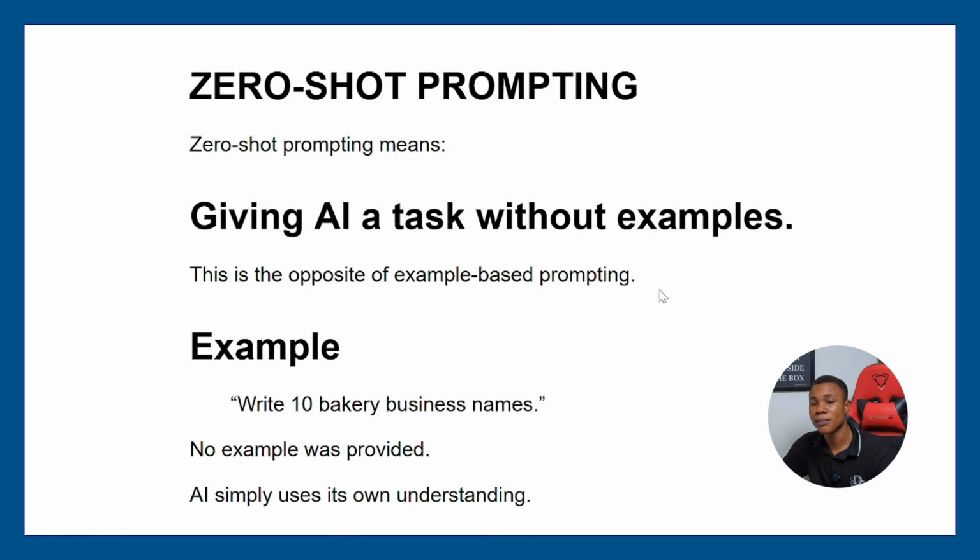All right, so now we are moving to almost the last type of prompting, which is zero shot prompting. Zero shot prompting means giving AI a task without an example. You just give a task. We just did that. For example, write 10 bakery business names. Is that okay? That one is very short and direct.